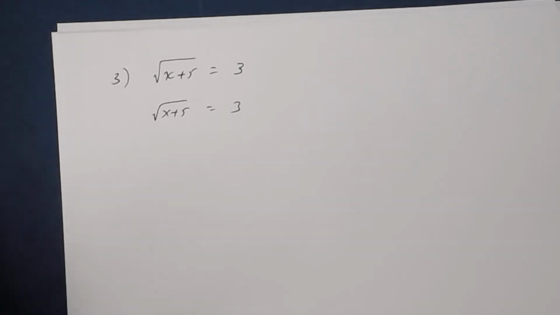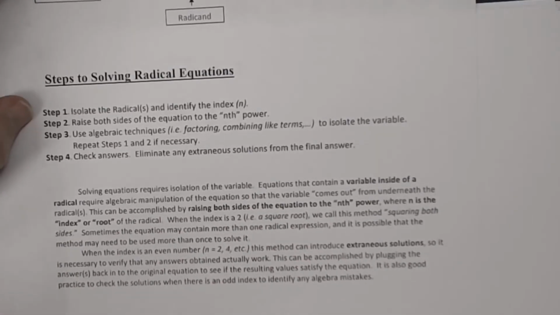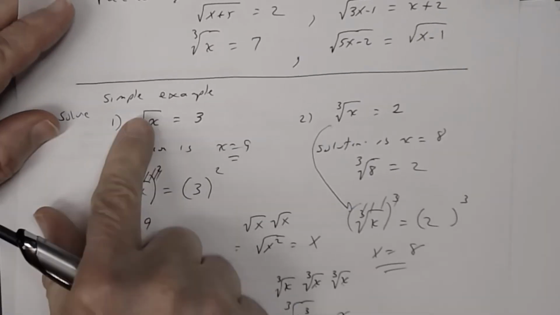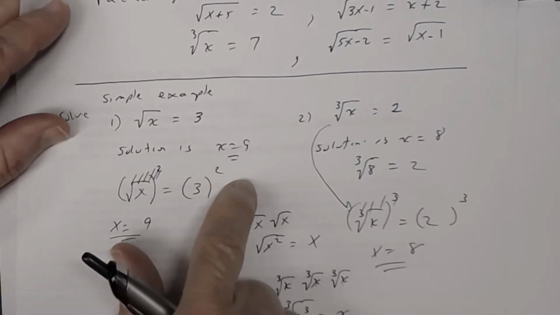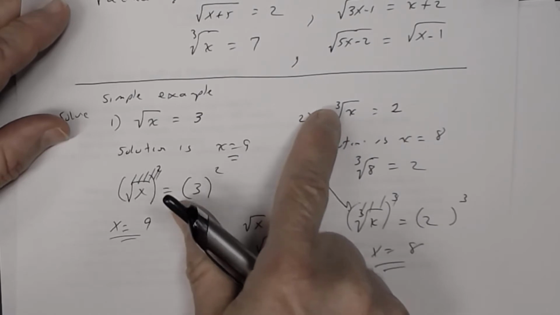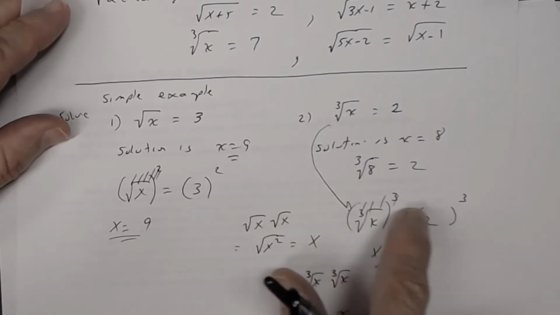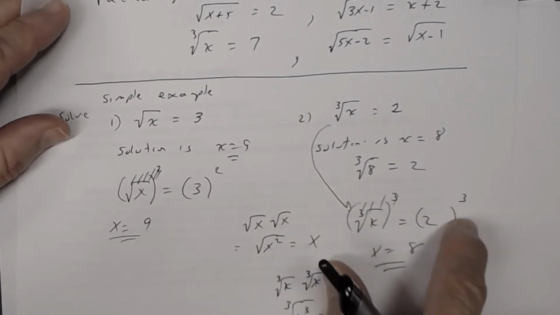All right, the index is 2, right? So the next step, remember what we did here? Once I realized the index was 2, what did I do to both sides? I squared both sides. Once I realized the index was 3, what did I do to both sides right here? I cubed both sides. Okay?